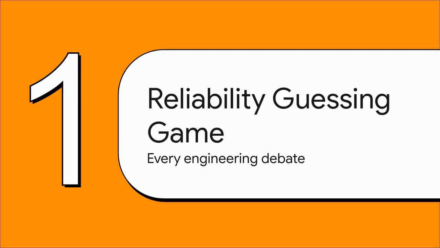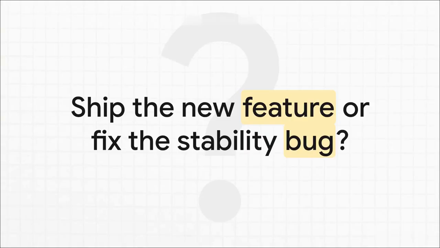All right, let's just dive right into the problem, because every single team that builds software lives with this constant tension, this feeling that you're just guessing when it comes to reliability. And it almost always comes down to this one question, doesn't it? Do we push forward with the shiny new thing that users are asking for? Or do we hit pause and fix that nagging bug that might be causing issues? Without data, any answer is just a shot in the dark.